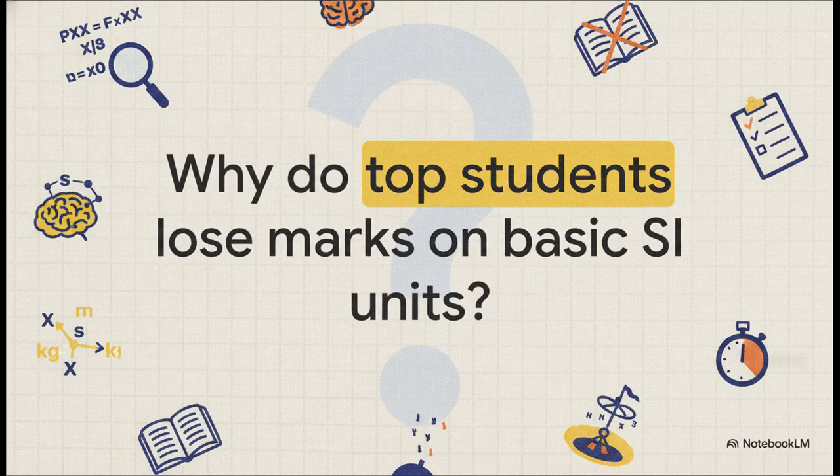Why do top students, we're talking about students who know the physics inside and out, still lose marks on something as basic as SI units? Well, remember when NASA lost a $125 million Mars orbiter just because one team used English units and the other used metric? The painful reality is that ordinary revision just fails here. Most students treat SI units and prefixes as this basic, boring memorization task. They glance at the textbook, assume they'll figure it out on exam day, and move on.